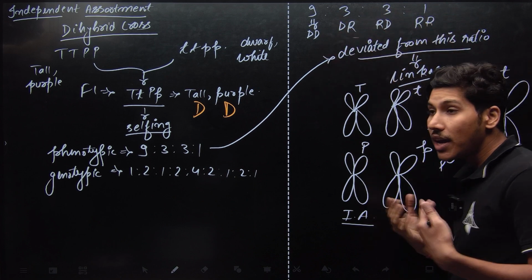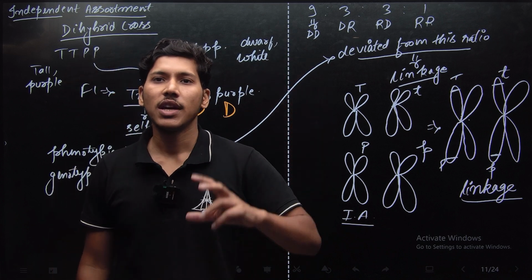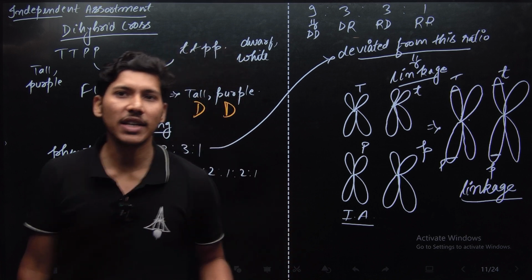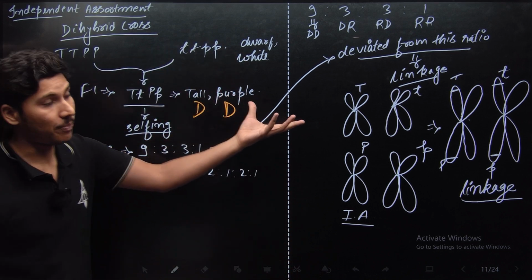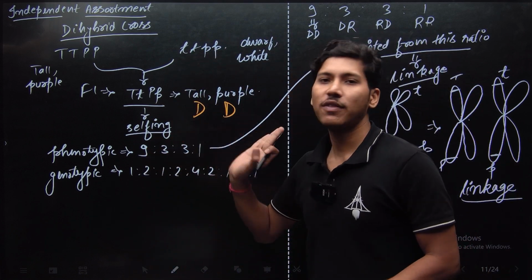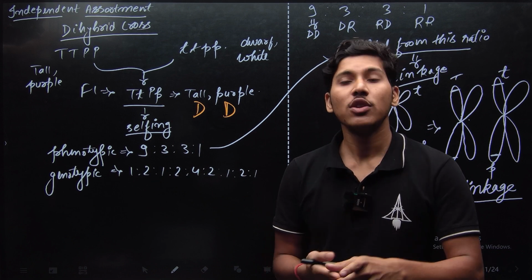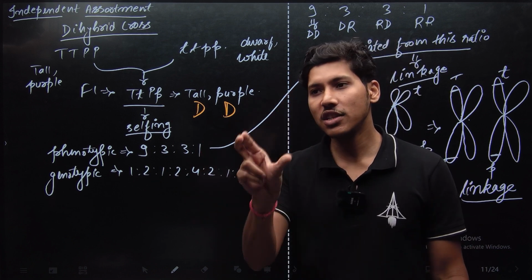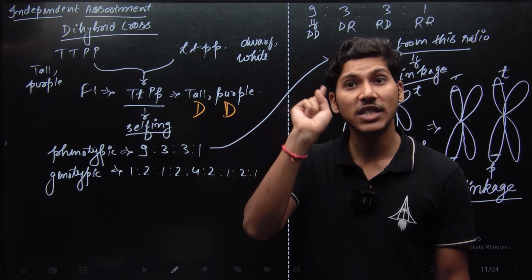Now, if you are studying this dihybrid cross, and in the F2 generation you were expecting that the ratio will come out to be 9:3:3:1, but it did not come. It deviated from this ratio. Then what can you predict? You can predict that the genes are linked. Genes for both the characters are not present on different chromosomes, they are present on the same chromosome.